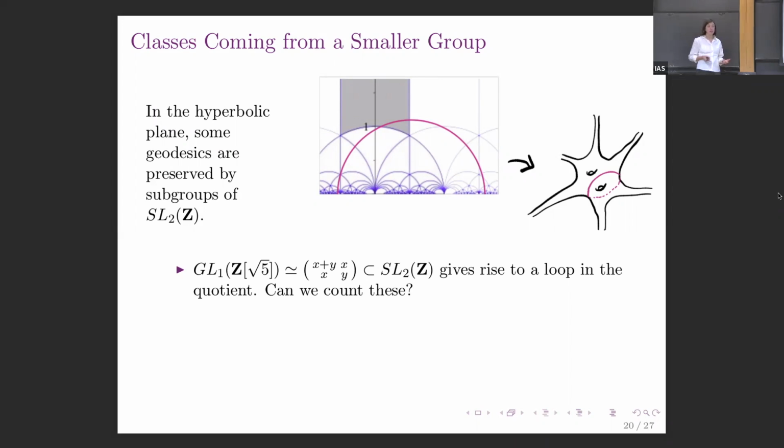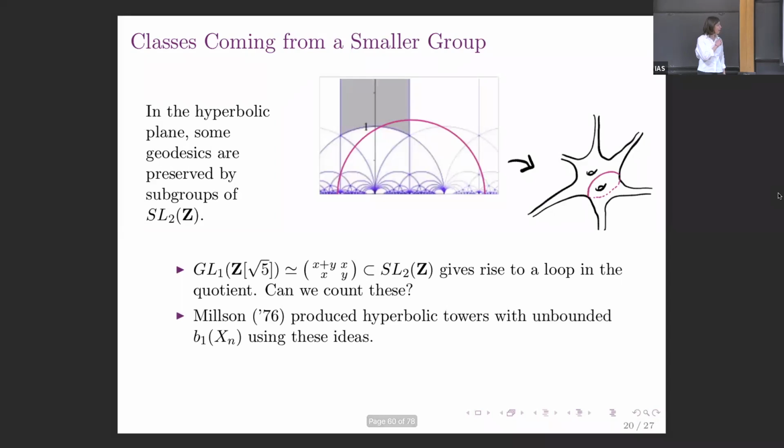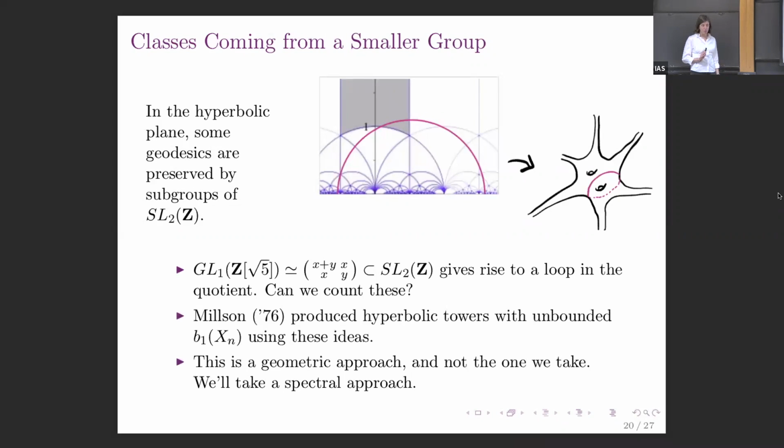And so would it be possible to count these loops coming from different groups, and by showing they're non-homologous, getting some sort of control over them, get bounds on the growth of cohomology? That's actually the first theorem I told you about hyperbolic three-manifolds. That's how Millson produced his towers with unbounded first Betti number, by showing that as you went up the tower, there were more and more of those cycles coming from smaller groups. That is not what I'm going to talk about.